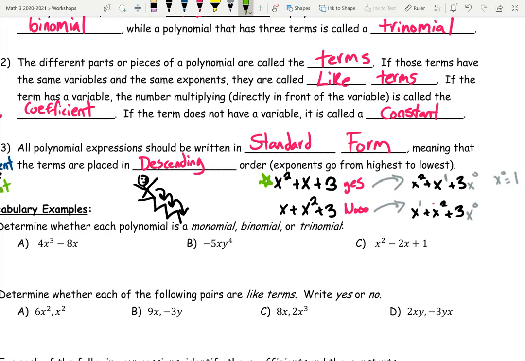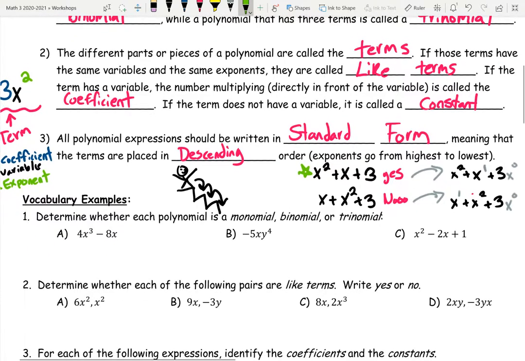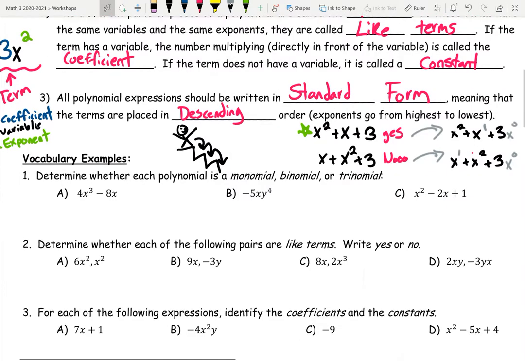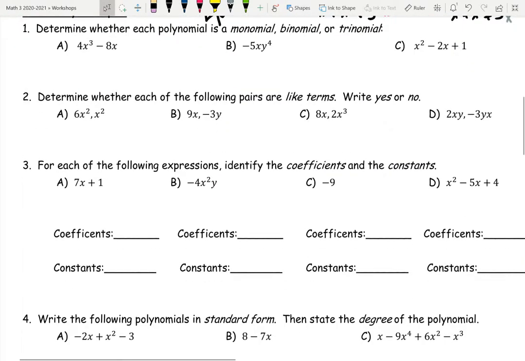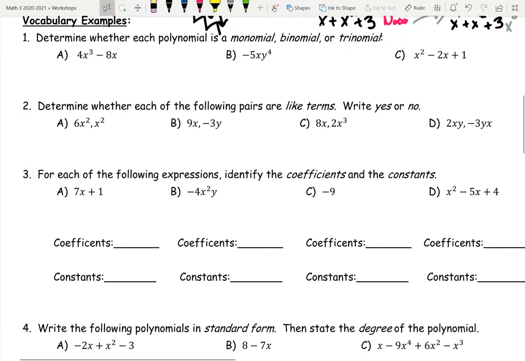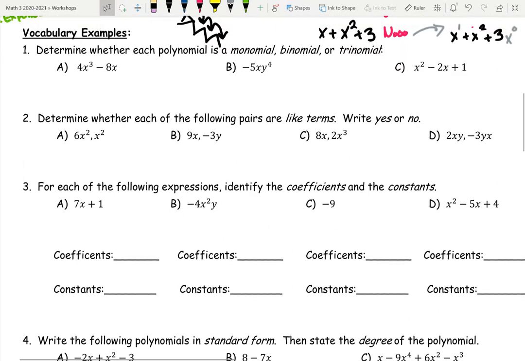Now let's go ahead and continue. Let's see if we can dictate. At this point, pause the video, but if you've completed these vocabulary examples on your own, this is going to be the opportunity where you get to test your stuff. So go ahead, determine whether each polynomial is a monomial, binomial, or trinomial.